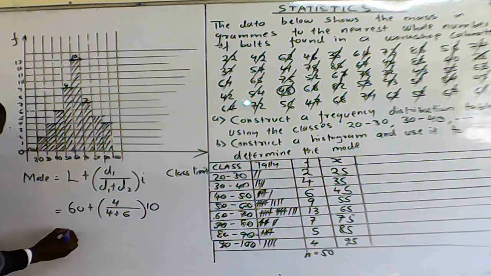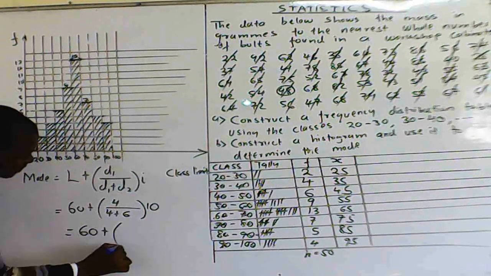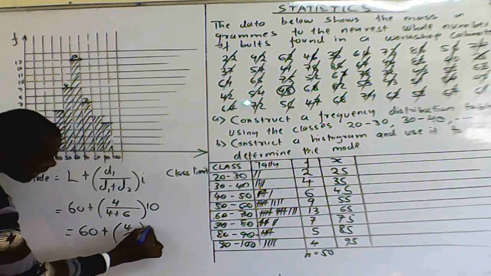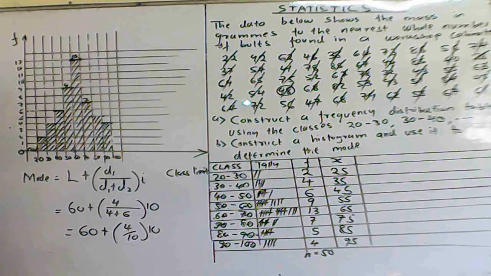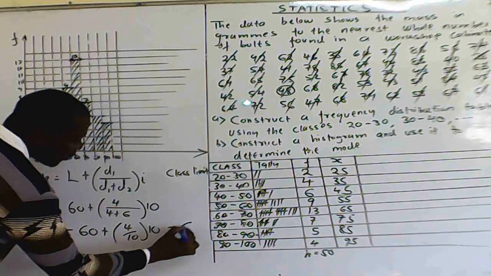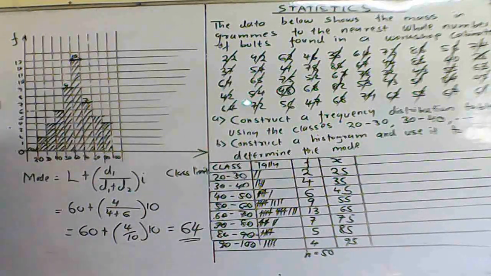So what is the mode now? It is 60 plus 4 over 10 into 10. 4 plus 6 is 10, isn't it? So if you work that out on the calculator, you get the mode to be 64. Are we together? You get the mode to be 64. Is that okay? Very well.